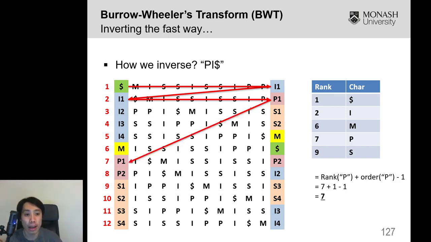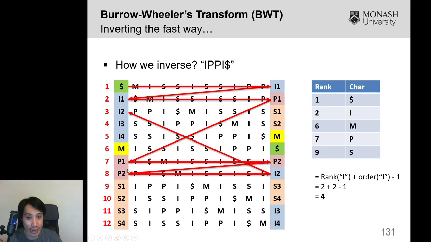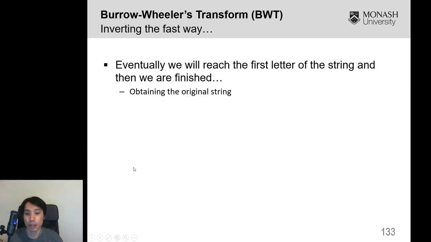And how am I supposed to find it? The order of P is 1. The rank of P is 7. So 7 plus 1 minus 1, because of my formula, I will find the exact P. Then I map it to another P, I prepend a P. The order is 2 and my rank of P is 7, so 2 plus 7 minus 1 is 8. I'm able to map it. Then the next one will be I, and so on, and so on.